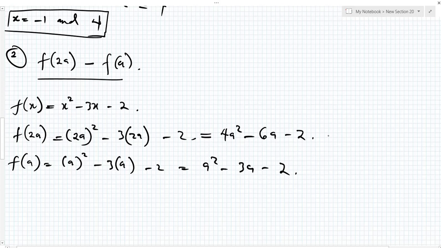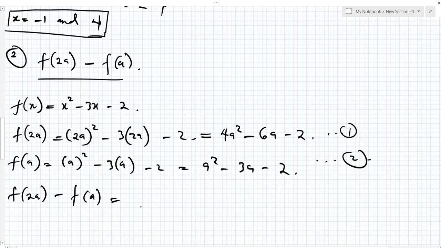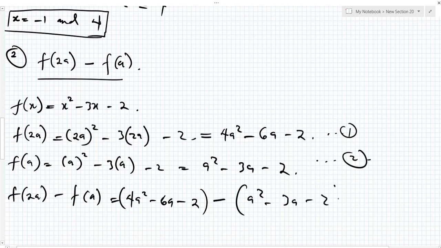So let me just say this is equation 1, equation 2. So f of 2a minus f of a is the same thing as saying subtracting, the same thing as saying 4a squared minus 6a minus 2. This is f of 2a minus f of a. F of a is a squared minus 3a minus 2.